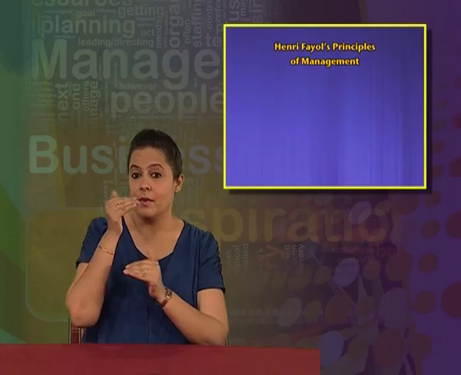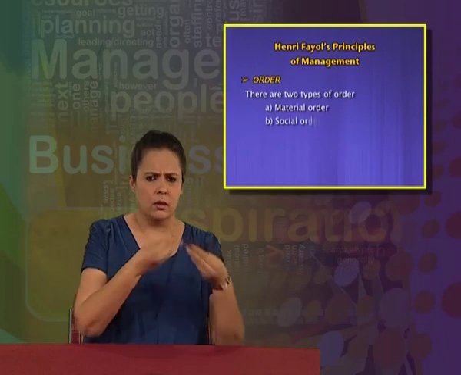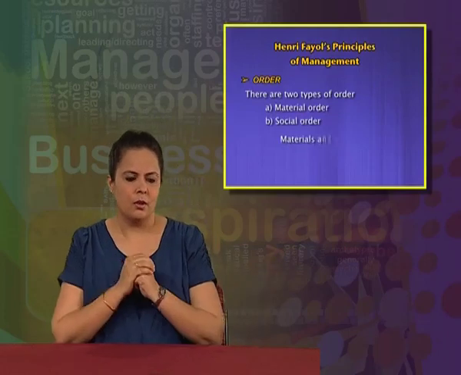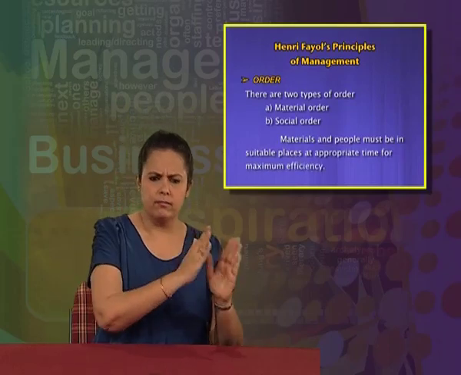The next principle is order. There are 2 types of order: material order and social order. Materials and people must be in suitable places at the appropriate time for maximum efficiency. Here, order doesn't mean an order given by a person to another person, or your father giving you an order at home. Here, order means each and everything should be placed where it should be: the human resources, the physical resources, everything.